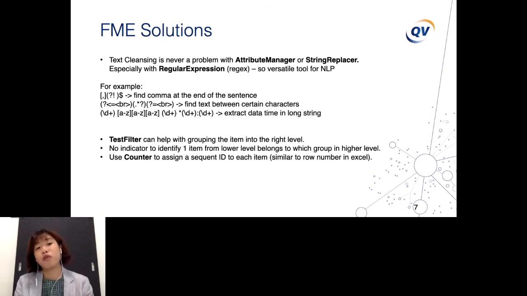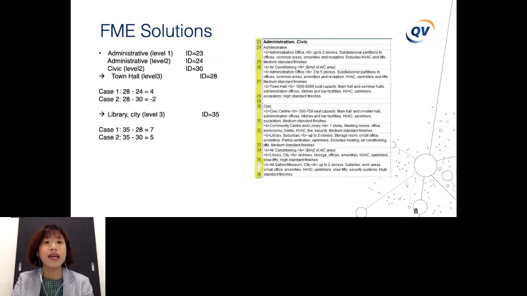Besides that, we have, of course, the text filter, where we can filter different levels of the items. And one of the other transformers that I really like, which is helpful for this project, particularly challenge 3, is the counter. With the counter, I can assign a unique and sequential ID to each item, and therefore I can deal with them. And how I'm going to deal with them, I'm going to go to the next slide.